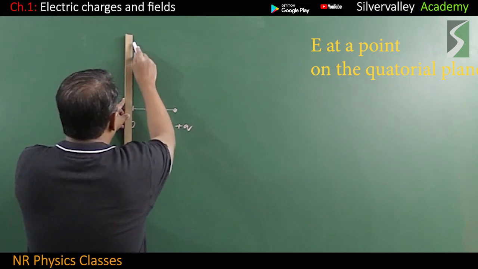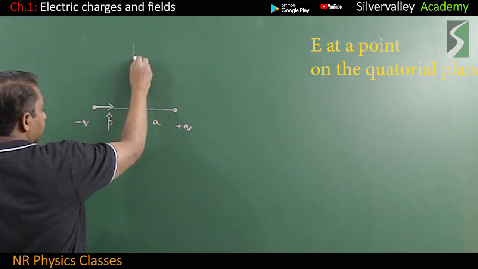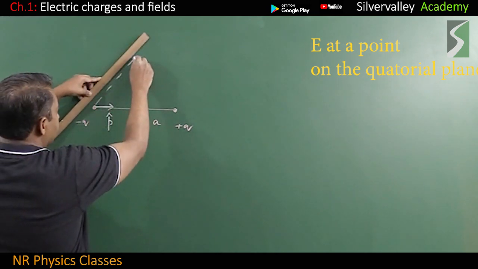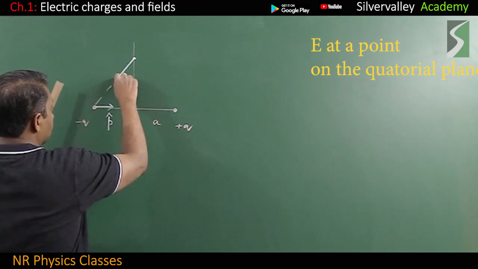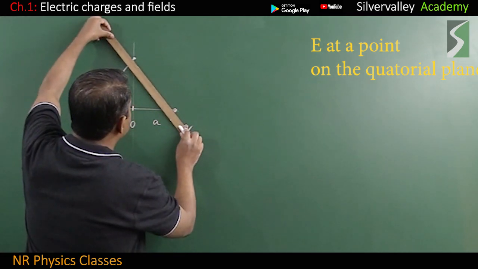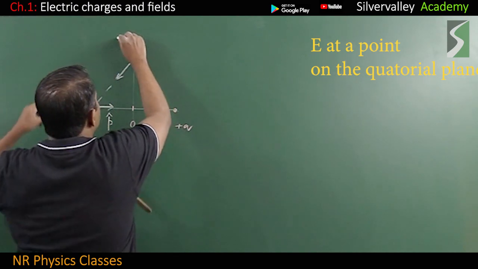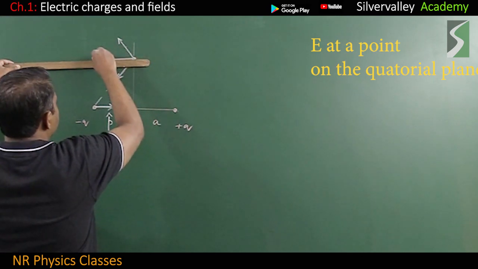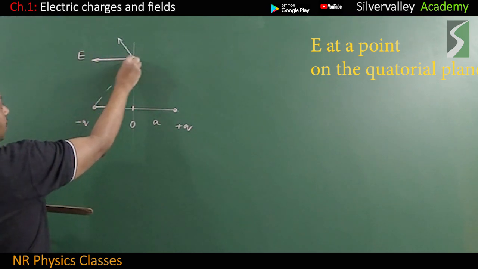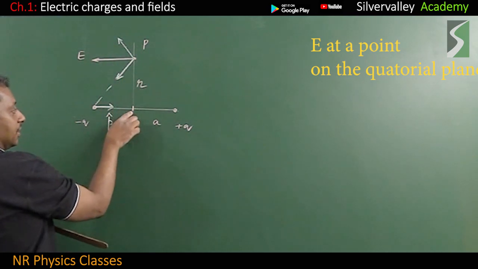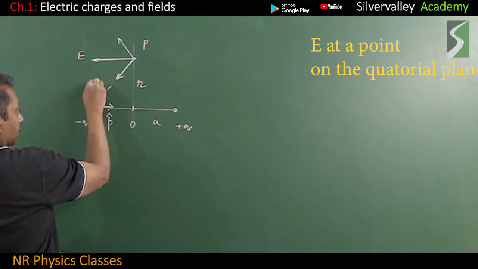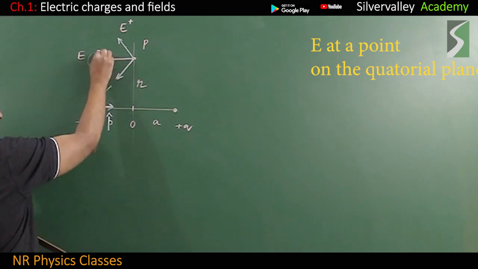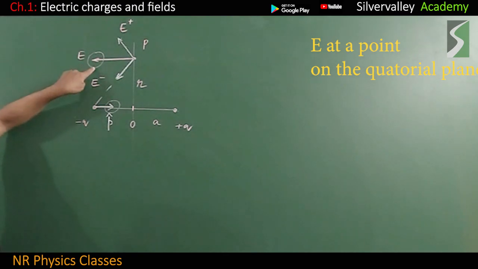Now this is the equatorial line. Electric field at this point. Because of the negative charge, the direction of the electric field is towards it. Because of the positive charge, the electric field is away. The resultant of these two electric fields will be in this direction. So this is the electric field at this point P at a distance r from the center of the dipole. This is the electric field due to the negative charge, and the electric field due to the positive charge. The resultant of these two is this, and the direction of this electric field is opposite to the direction of P cap. So this you should observe.